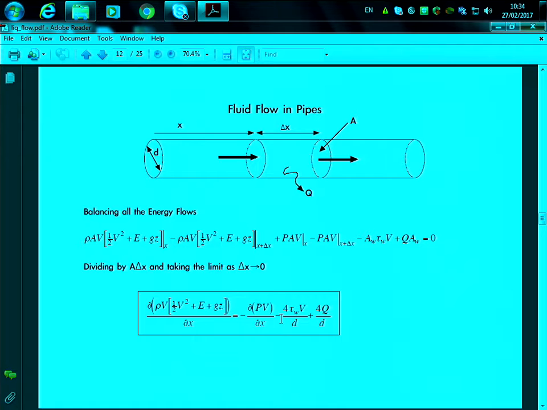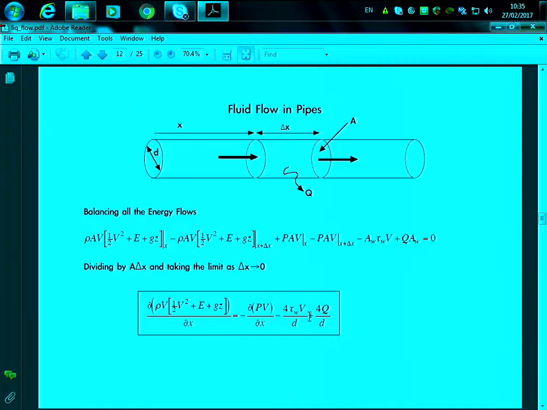Now, this will be the general energy equation for my pipe. This energy equation can be applicable to a compressible or an incompressible fluid, right? Is that all right? Have any questions? Perhaps someone else has the same question.